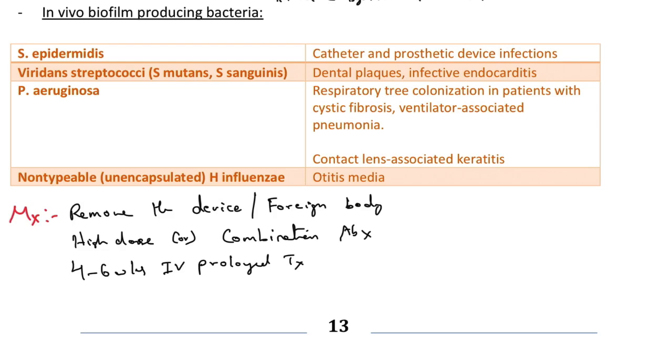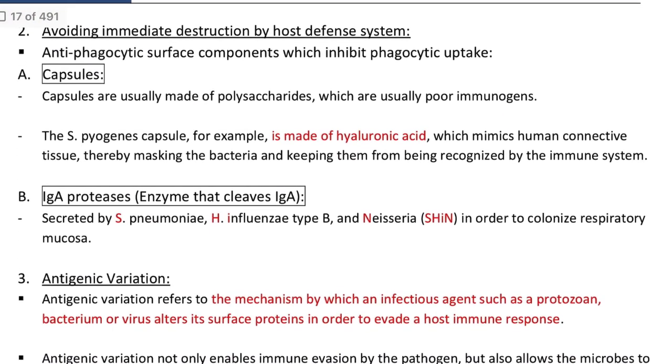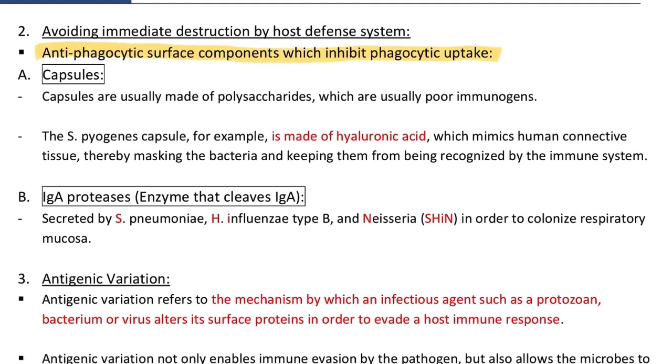Next we are going to see bacterial immune evasion mechanisms. Okay, so here the main thing is how bacteria avoid immediate destruction by host defense systems. So in basics we have to focus on antiphagocytic surface components which inhibit phagocytic uptake. Here some bacteria wear an invisibility cloak. Let's look at two examples.